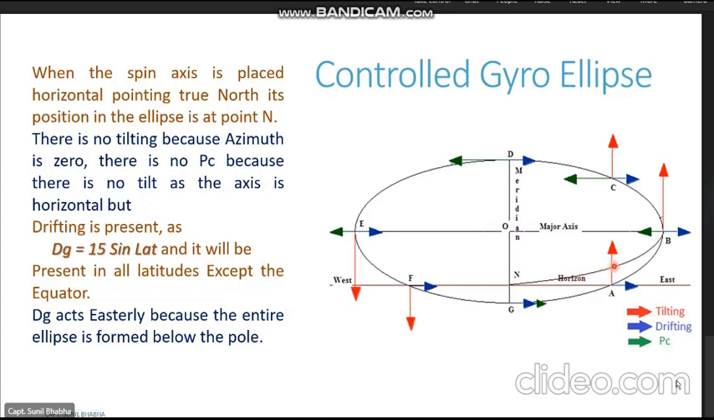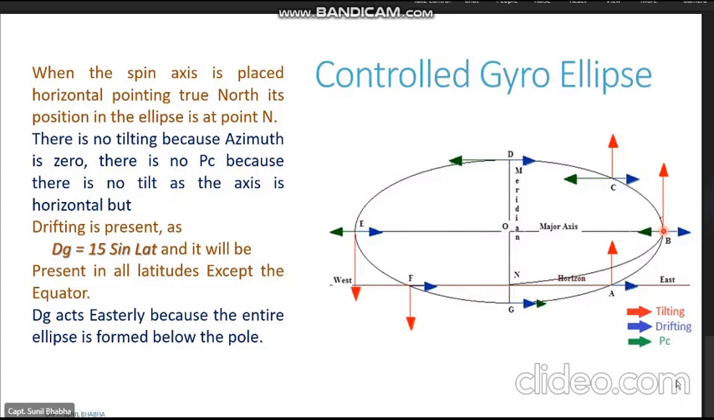The westerly control precession is becoming stronger and stronger as the tilt is increasing. And as the spin axis reaches point B, the control precession has become so strong that it has become equal and opposite to the drifting vector. You see right now at point Bravo where the laser pointer is, drifting is acting easterly. The blue vector represents drifting. Control precession now has become equal and opposite to drifting.